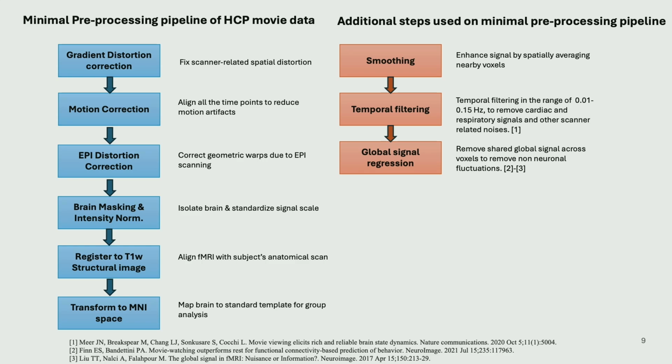Then whether one should use temporal filtering or not, and even if one was to use temporal filtering, first of all, should you use temporal filtering, right? And if you were to use it, some people have used between 0.01 to 0.10, as is done in resting state. Some others have used between 0.01 to 0.15. So depending on that, one should use temporal filtering.